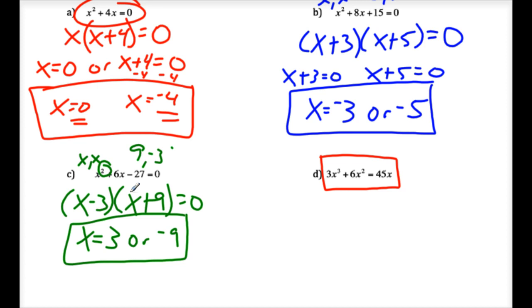Now let's do our x cubed one, which Kevin was foreshadowing about. What's wrong with D? It doesn't equal 0. What could you do to both sides to make it equal 0? Subtract 45.